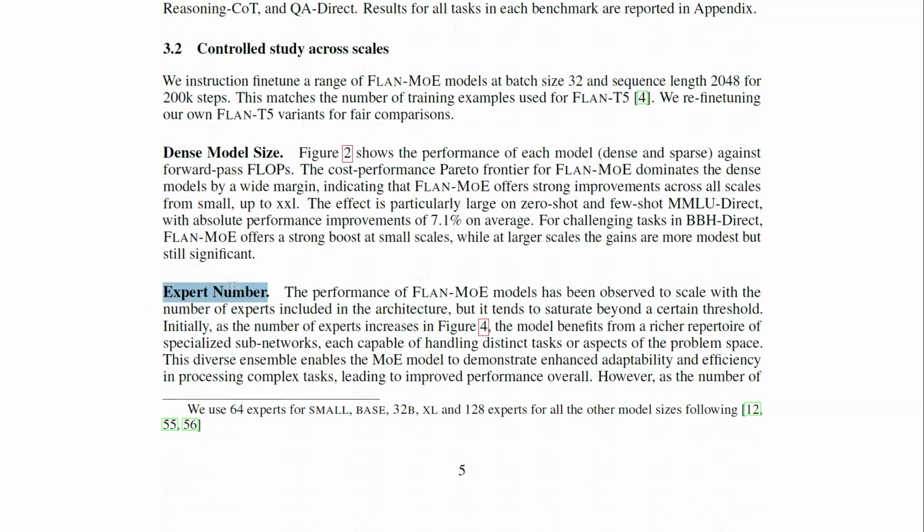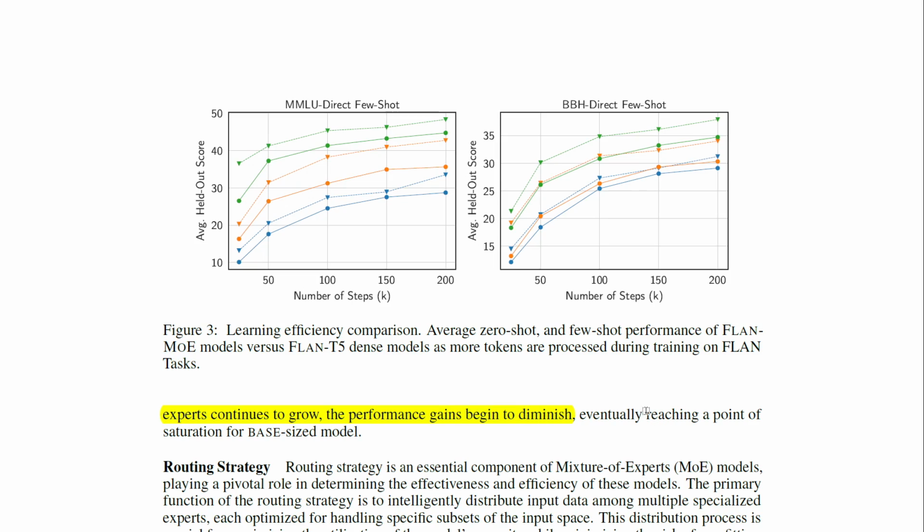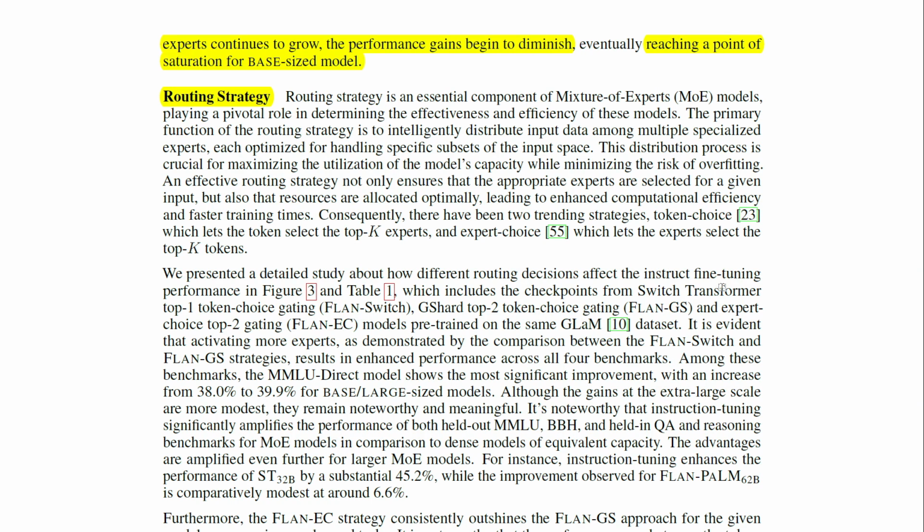The number of experts in the architecture plays a crucial role in FLAN MOE's performance. Initially, increasing the number of experts enhances the model's adaptability and efficiency in handling complex tasks. However, after a certain threshold, performance gains tend to saturate, especially in base-sized models. Routing strategy is another essential component in MOE models. Two strategies have been trending: token choice and expert choice. Activating more experts using the expert choice strategy has shown to improve performance across all benchmarks.